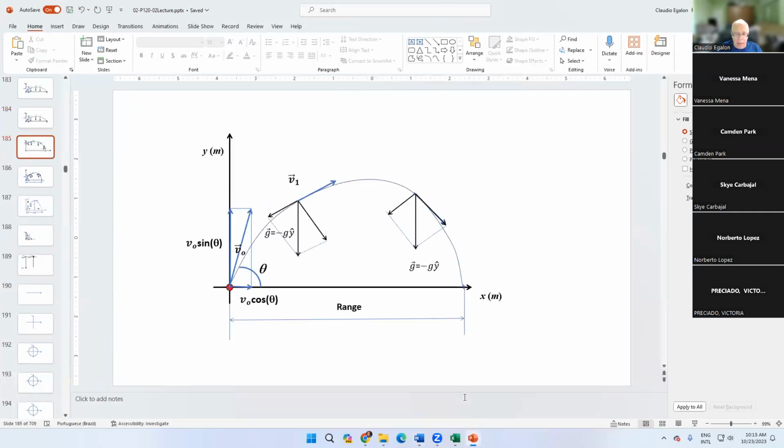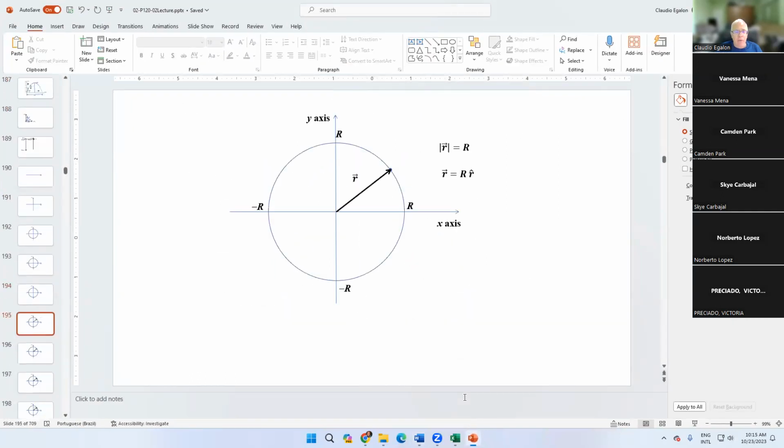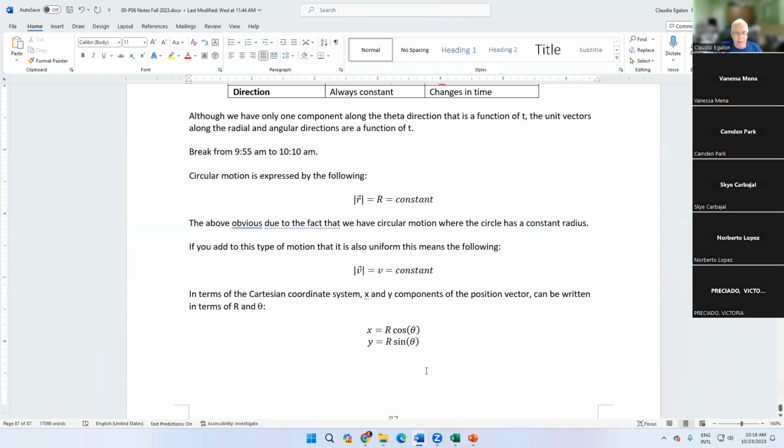Going back to my uniform circular motion, here you go. X divided by r is cosine of theta. X divided by r, I'm going to put it like that. And similarly, y divided by r is sine of theta.